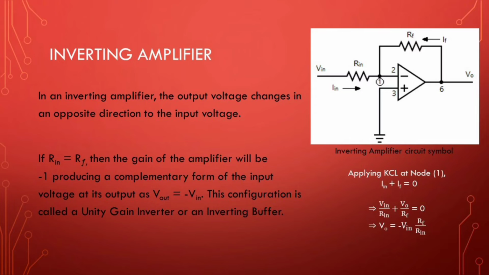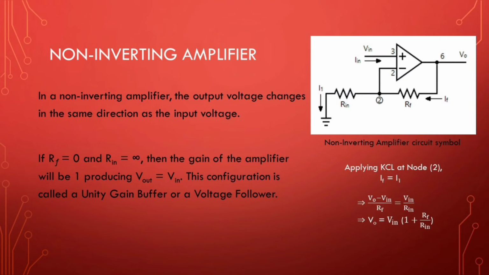If Rin is equal to Rf, then the gain of the amplifier will be minus 1, producing a complementary form of the input voltage at its output as Vout equals minus Vin. This configuration is called a unity gain inverter or an inverting buffer. This is the inverting amplifier circuit symbol.